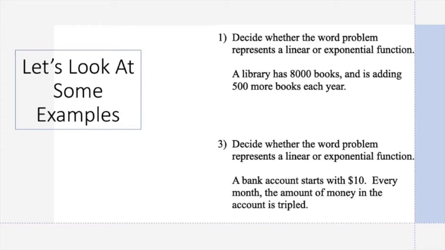Number 3, are you ready? The same instructions: decide whether the word problem represents linear or exponential. A bank account starts with $10. Every month, the amount of money in the account is tripled. Exponential. Why is it exponential? Because it's tripled. When you say tripled, that implies multiplied by 3. So it multiplies it.